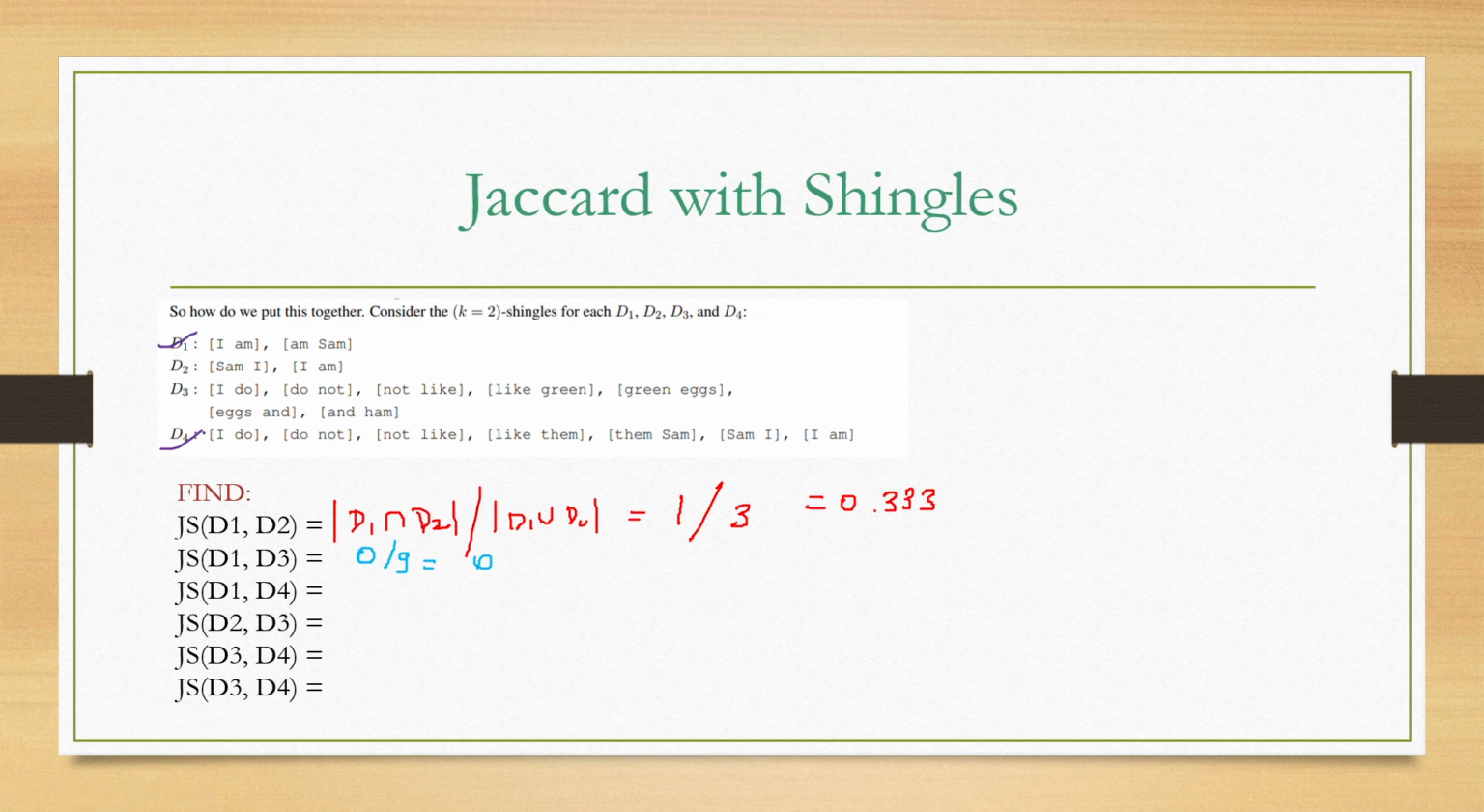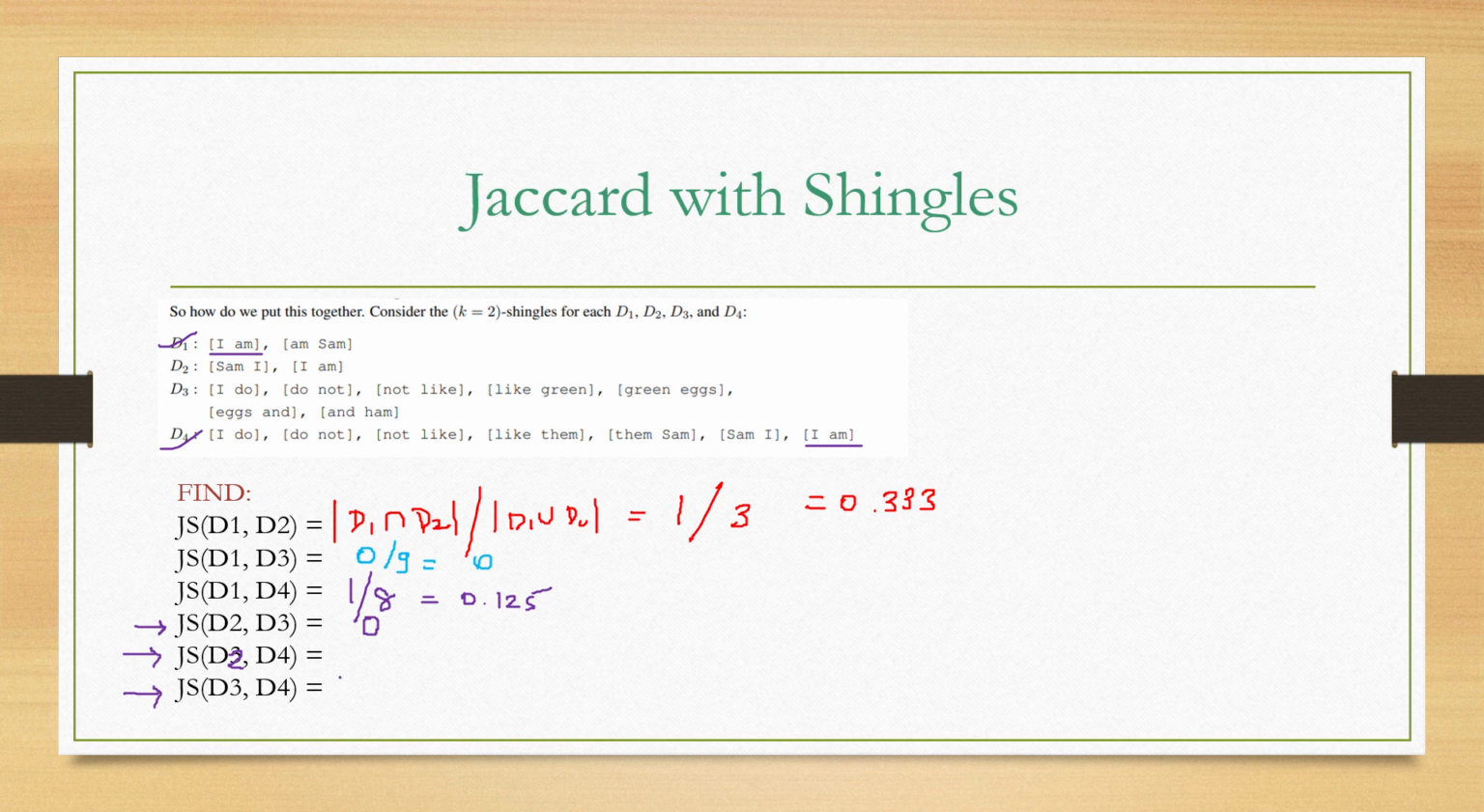So for D1 and D4, there is only one set that is similar, or that would come under intersection, and in the union there are a total of 8 sets. So this will be 0.125. Similarly, you can find the similarity for D2, D3, D2, D4 and D3, D4. And you may compute and then verify your answers.